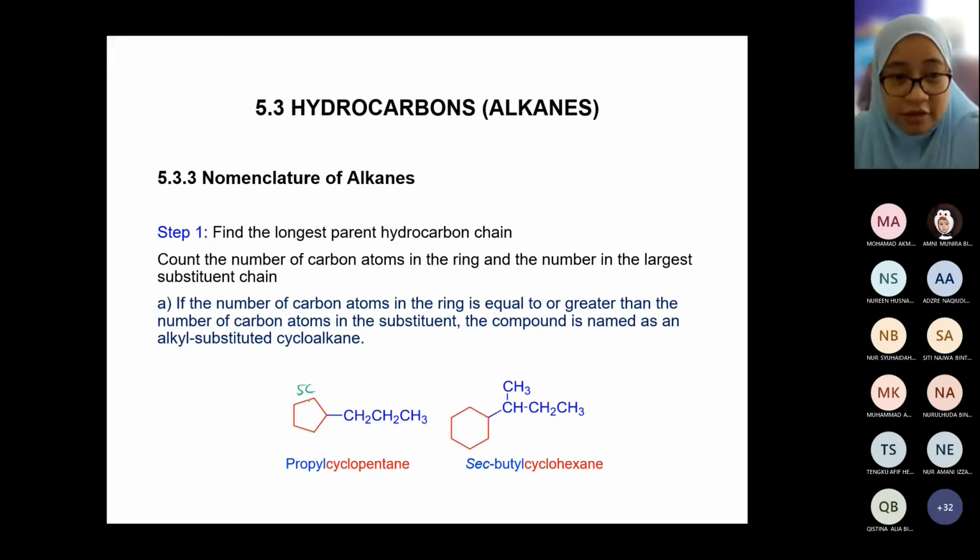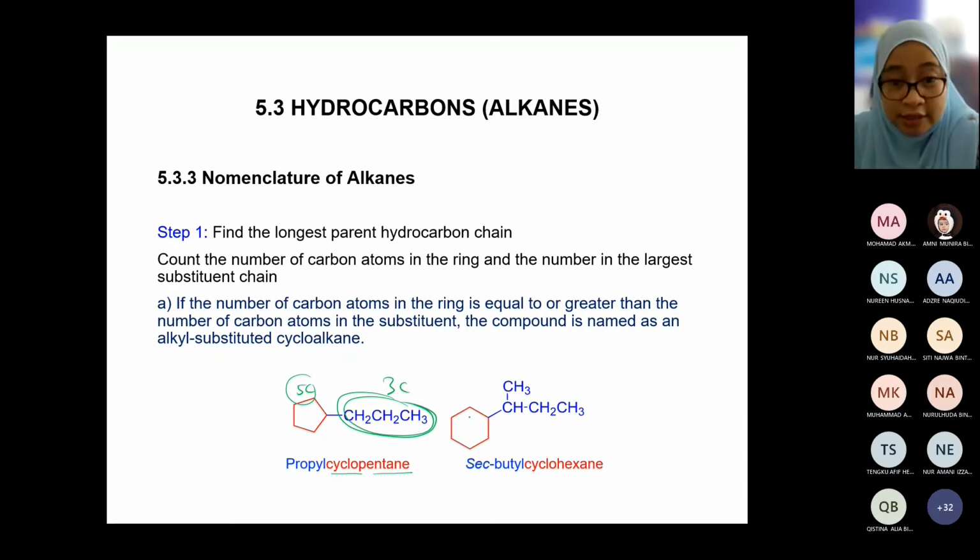Okay, for the cyclo, you have 5 carbon. For this one, you have 3 carbon. So which one has more carbon in it? Of course lah, the cyclo. Okay, so therefore it will become the parent. So dia jadi cyclopentane, and this one will become the substituent. So dia become propyl cyclopentane.